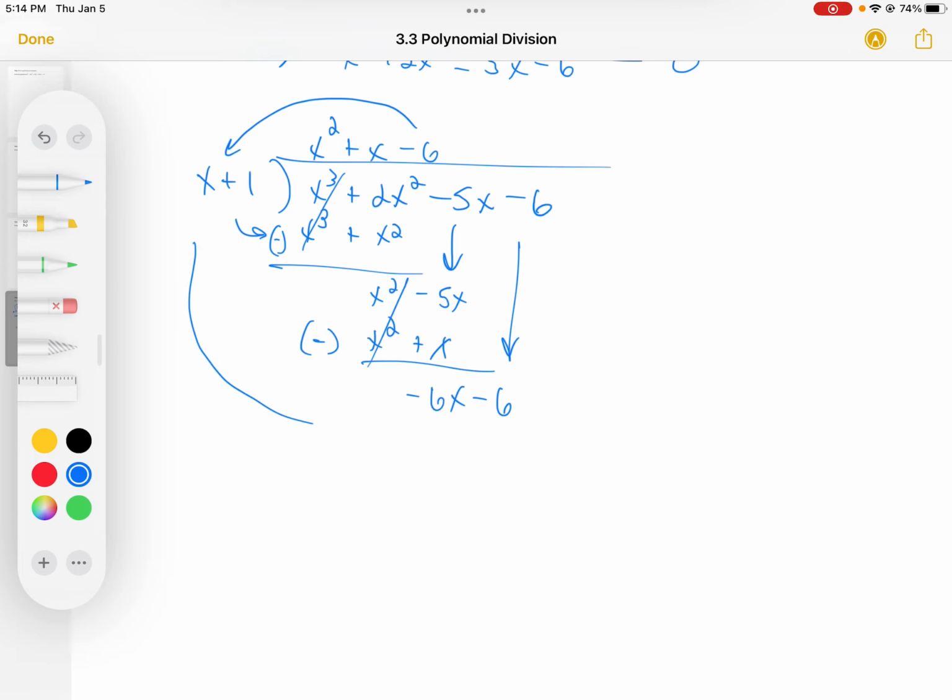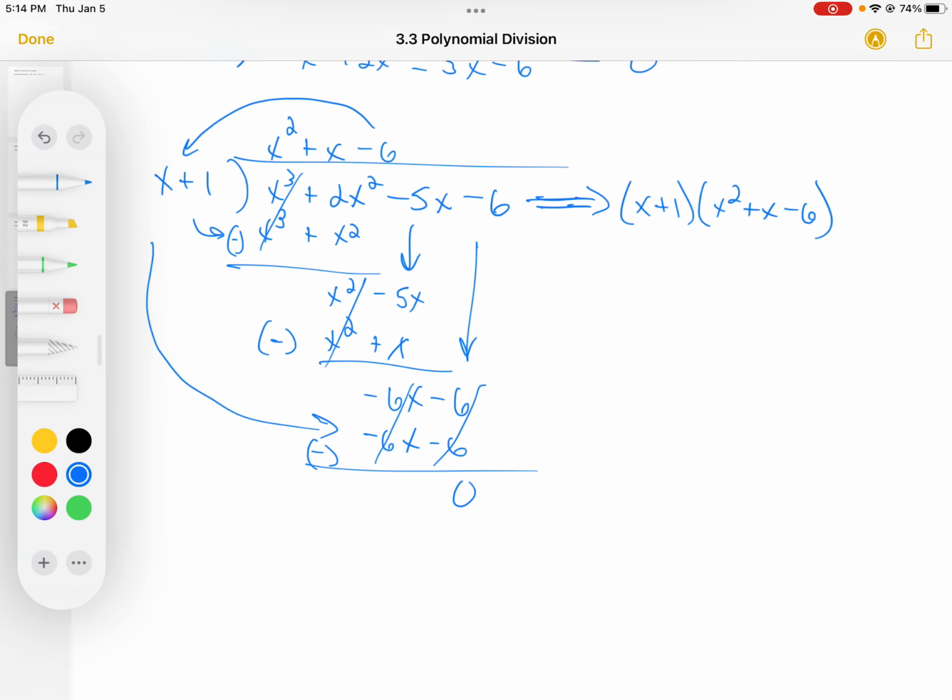And then we're going to multiply negative 6 times x plus 1, which gives negative 6x minus 6. They're exactly the same. So when we subtract them, we're going to get no remainder. So this is kind of nice. So what this means now is this polynomial, that dividend, can be factored as x plus 1 times x squared plus x minus 6.